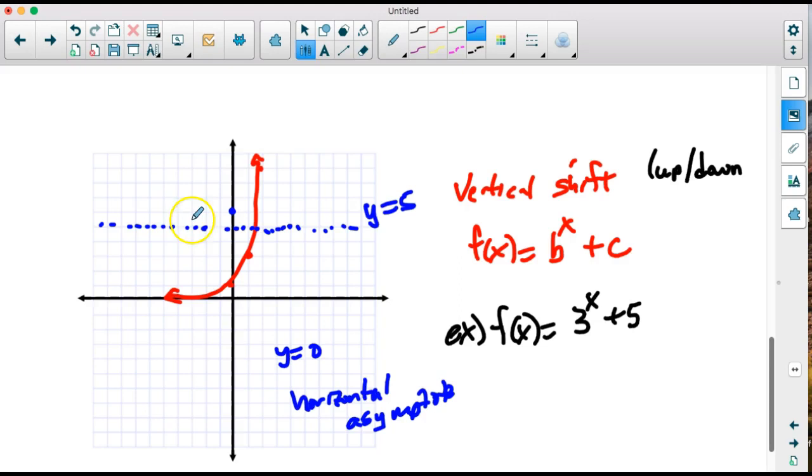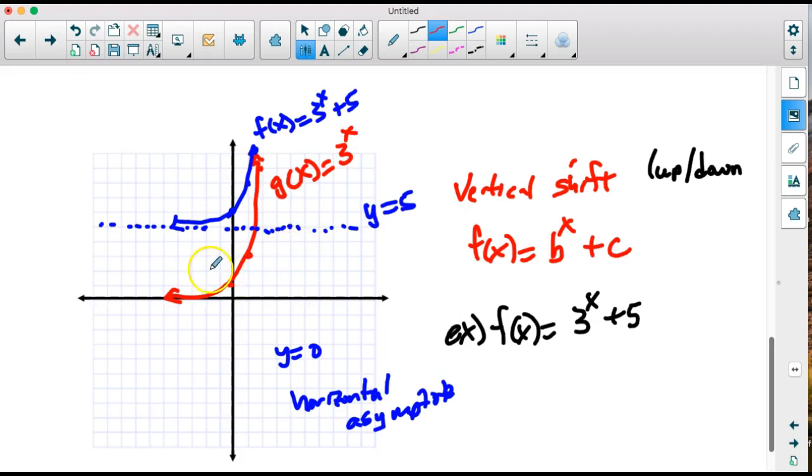It would just shift everything up 5 units, so it would go like this. And so this would be 8. So go right here, like this. So this would be our f of x function with the 3 to the x plus 5. This would be just g of x equals 3 to the x power. Okay, so it shifts up 5.